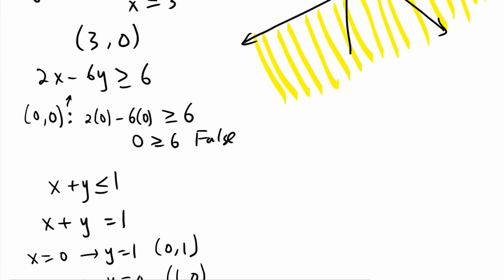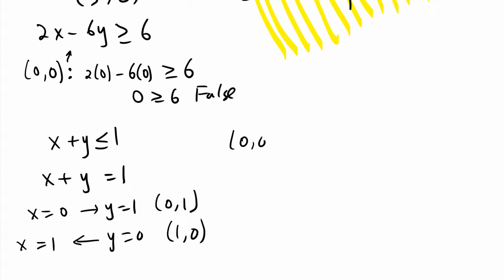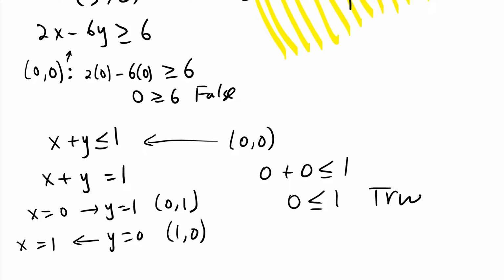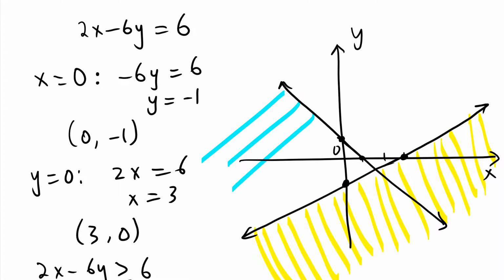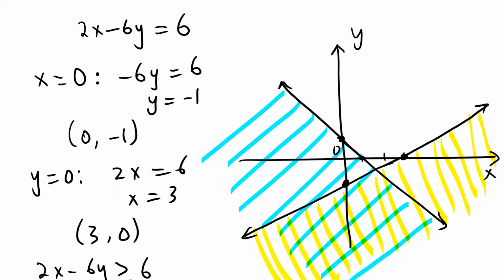We can pick the origin as the testing point again. Substitute in here. We get 0 plus 0 less than or equal to 1. This is true. Since it's true, the point 0, 0 is in the true region. So I'm going to shade this region because this is the one that contains the origin. And both of them overlap here. So that's the solution region.